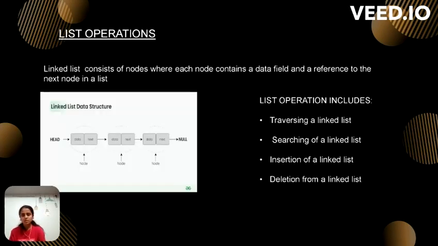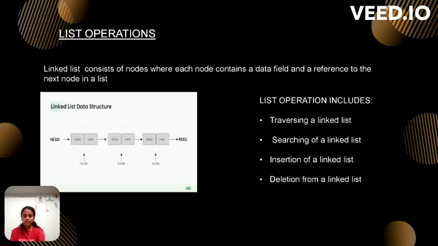A linked list consists of nodes where each node contains a data field and a reference to the next node in the list. There are various linked list operations that allow us to perform different actions on a linked list. For example, the insertion operation adds a new element to the linked list. Here's a list of basic linked list operations.